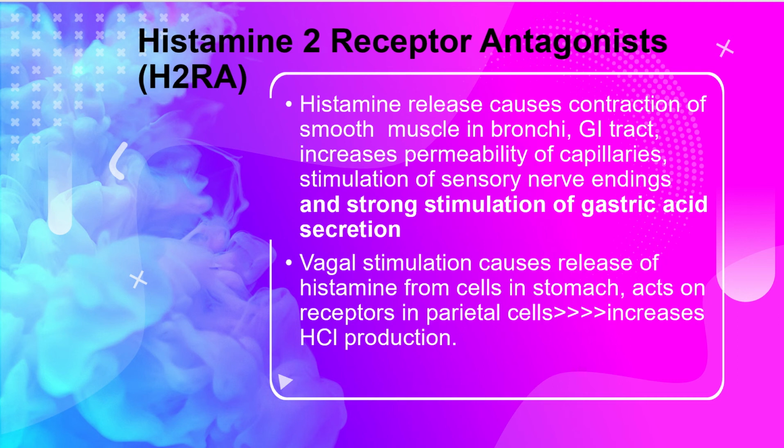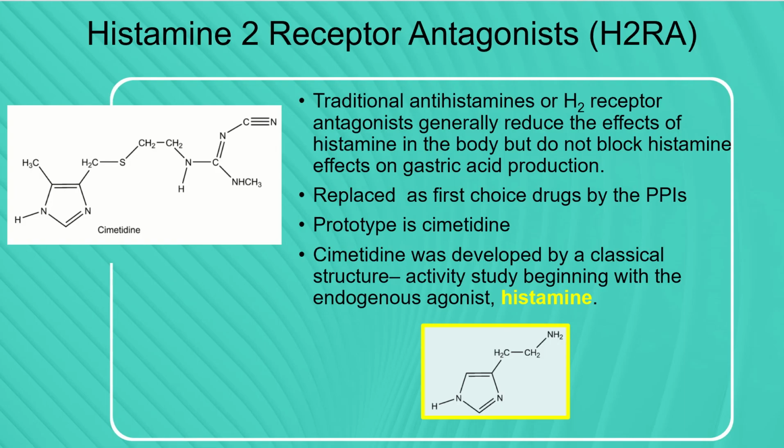The vagal stimulation causes release of histamine from the cells in the stomach, acts on the receptors in the parietal cell, that's the H2 based on the diagram that we just saw, and then increases HCl production, which we saw as well. So traditional antihistamines generally reduce the effects of histamine in the body, but they do not block histamine effects on gastric acid production. That is the traditional antihistamines that we take.